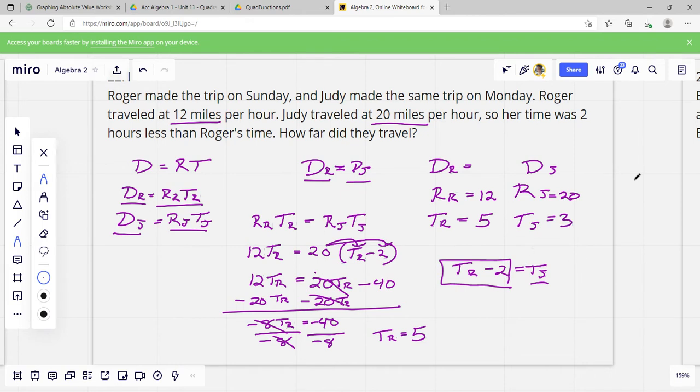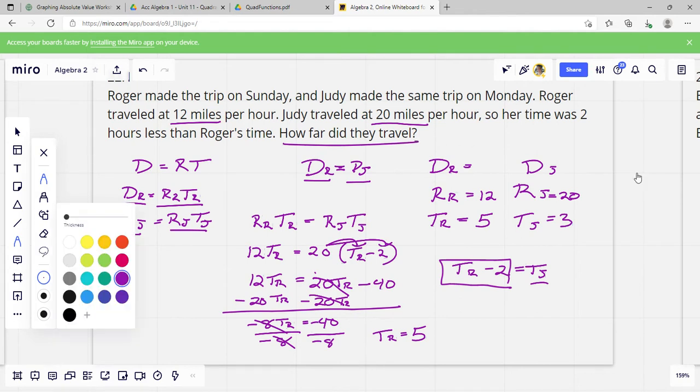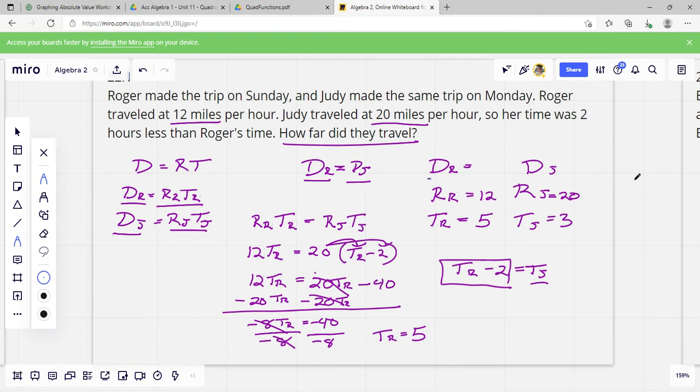Okay, but our main question is how far did they travel? So we just need to know the distance, right? So the distance for both of them. And that's easy to find now that we know those other things. We just need this distance right here. If distance equals rate times time, the rate of Roger times his time would be 12 times 5, which is 60. And if we did that over here, she was going 20 miles an hour for 3 hours, so that would also be 60. And remember, their distances are the same. So the answer is 60 miles.